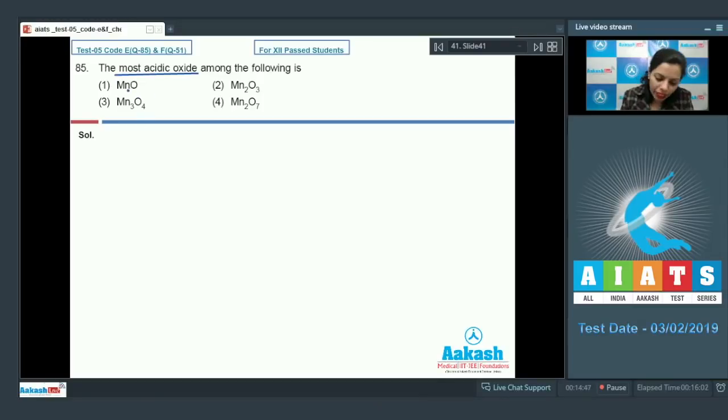In the first case, manganese is there in the +2 oxidation state, while in the second case, Mn2O3, manganese is there in the +3 oxidation state, while in Mn3O4 the oxidation state of Mn is 8/3. While if we talk about Mn2O7, in this case the oxidation state of manganese is +7. So in which oxide does manganese have the maximum oxidation state? Definitely it is here in option 4. This oxide Mn2O7 is the most acidic oxide because the oxidation number of manganese is maximum in this case, and that's why option 4 is the correct one.